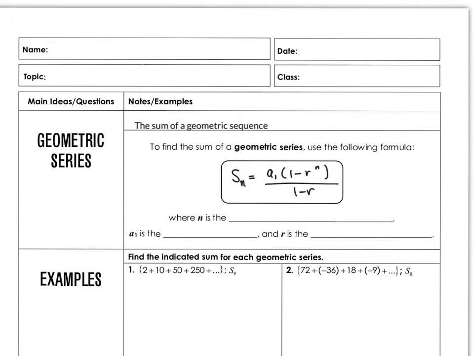So you have to remember the formula to be able to figure these out. n is the number of terms you have, or they're asking you for. a sub 1 is your first term, and then r is the common ratio.